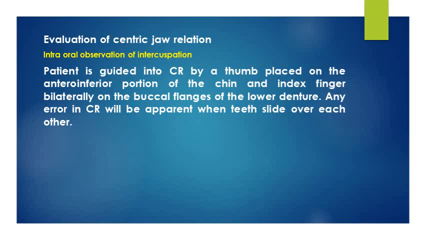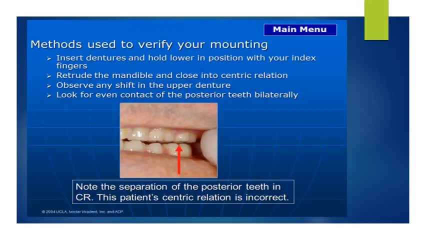Here, the patient will be guided into the centric relation, and we check the relation between upper and lower. If the centric relation coincides with centric occlusion, meaning this step is very important, any error in centric relation will appear here. Either the teeth will slide over each other, with a cusp to cusp relation for example, there will be sliding to get maximal intercuspation, so the centric relation does not coincide with centric occlusion, so it needs to be corrected.